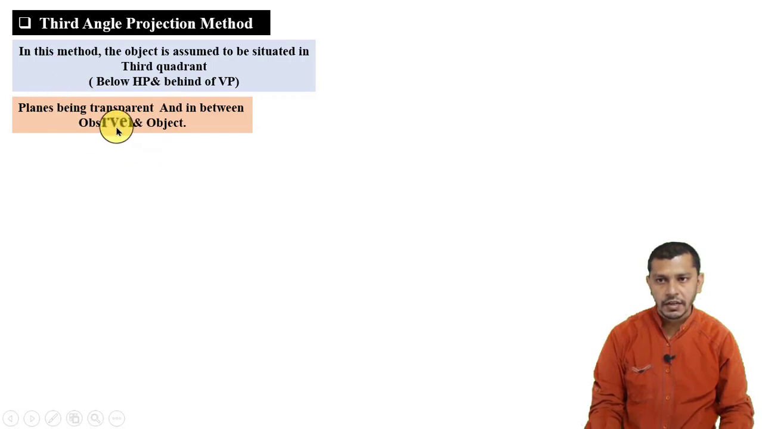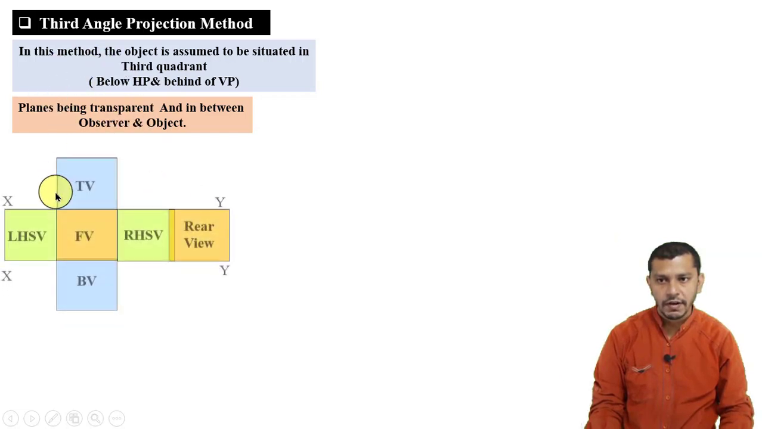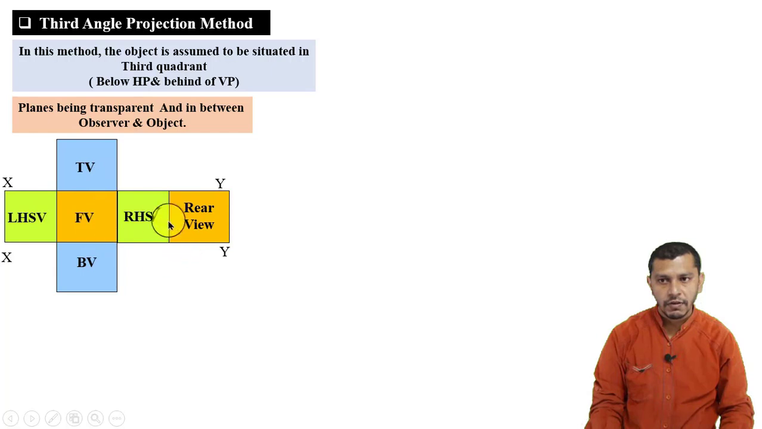And if we will take the object in the third quadrant, we will get the positions of the different view like this. Taking front view as a reference view, we will get the bottom view below the front view, top view above the front view, right hand side view on the right hand side of the front view, and left hand side view on the left hand side of the front view. And the position of the rear view will remain over here.